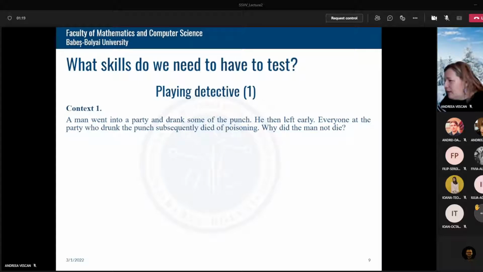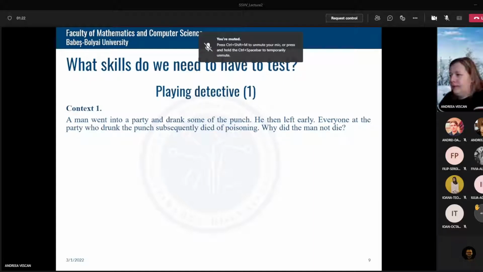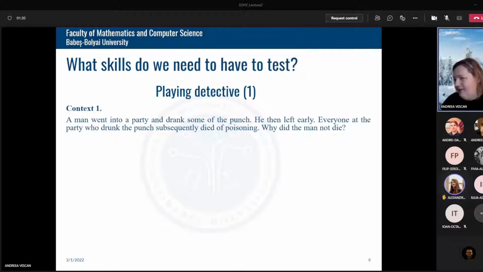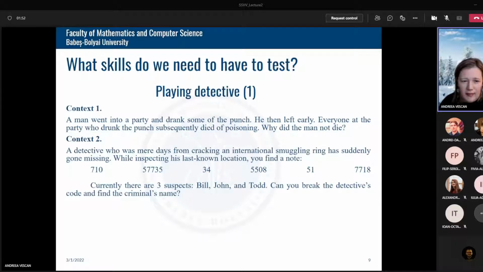Okay, I can see a hand raised. Alexandra, can you tell us your opinion? Well, one solution is that the poison was in the eyes, and because he left early, his eyes didn't melt, and other people got to drink the melted eyes. So that's why they got poisoned. Very good, Alexandra. This is the answer for sure. So this is how you think out of the box, right? When you play detective. Let's see the second context. Again, 1 minute.